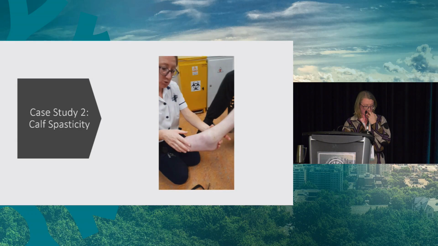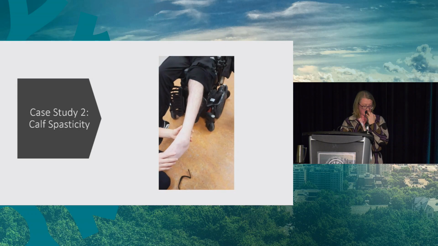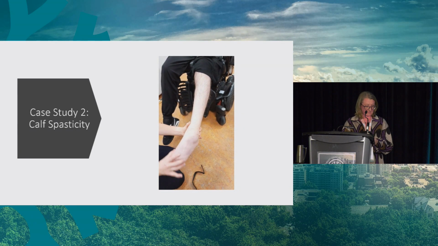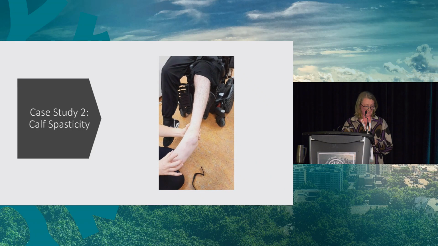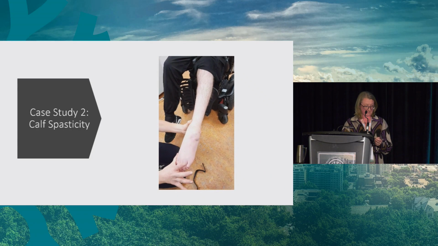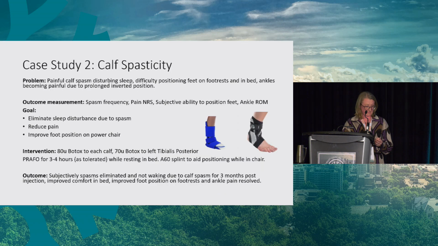So that's tib post overactivity as well as weakness in the everters. And you can see that there's also some clonus there in tib post. So quite severe calf and tib post spasticity there.